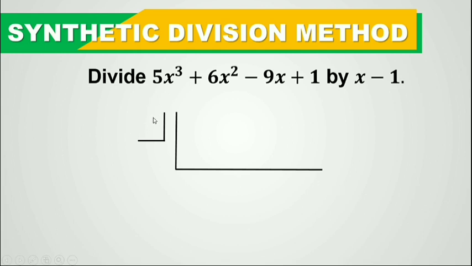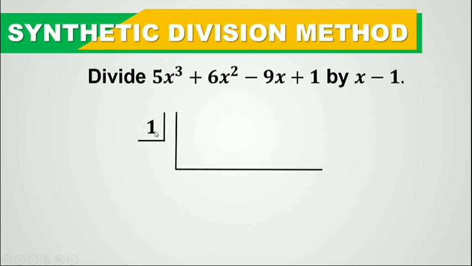So, what are we going to write as the divisor? The divisor will be based on this. This is the dividend, right? And this is the divisor. So this is x minus 1, so the number that we will write here is 1.